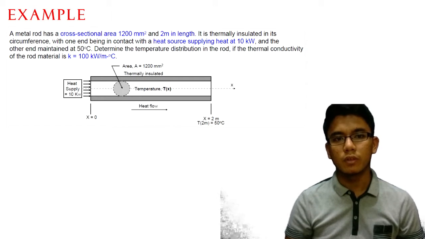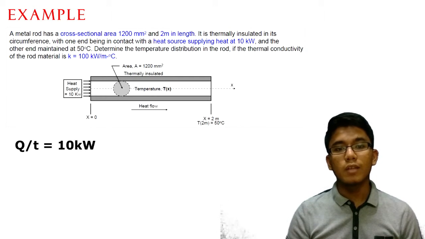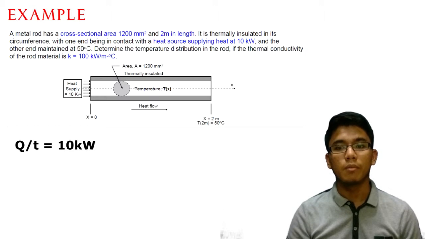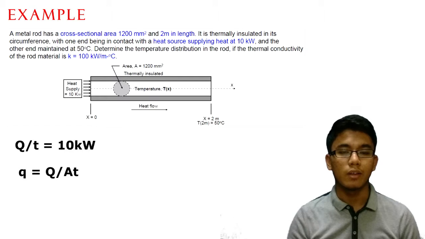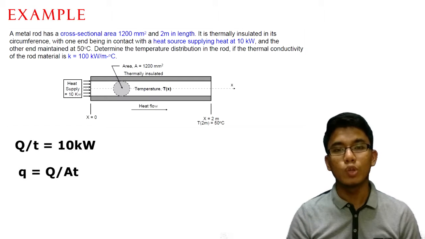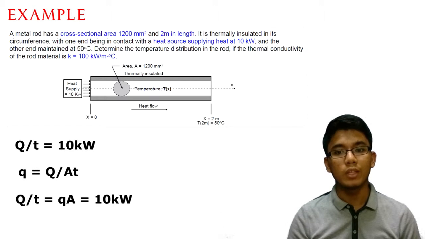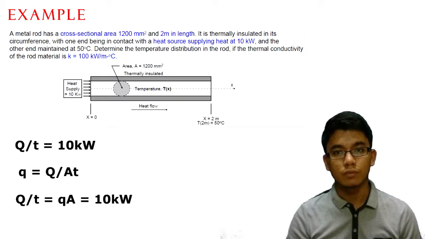To solve this, you can use the following method. The total heat flow Q per unit time in the rod is given by the source of heat at the left end, that is 10 kilowatts. Because heat flux is q equals Q over At, we can express it as Q over t equals qA equals 10 kilowatts.